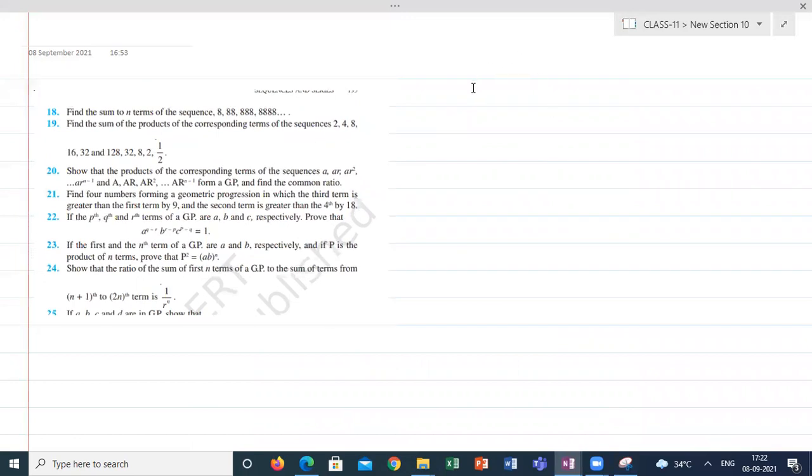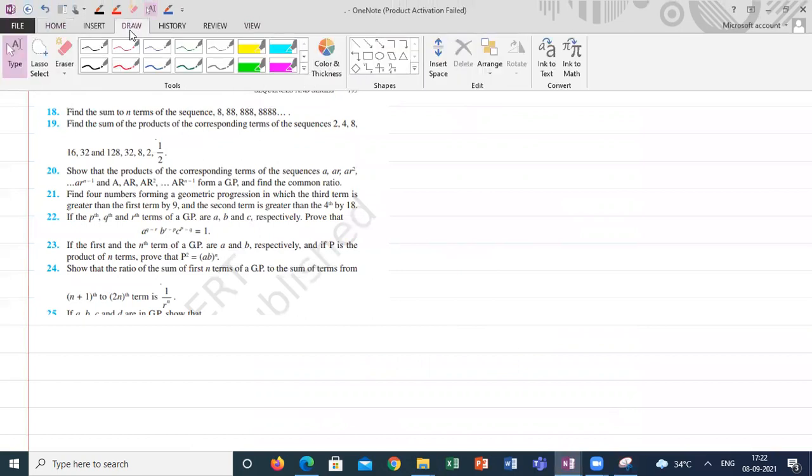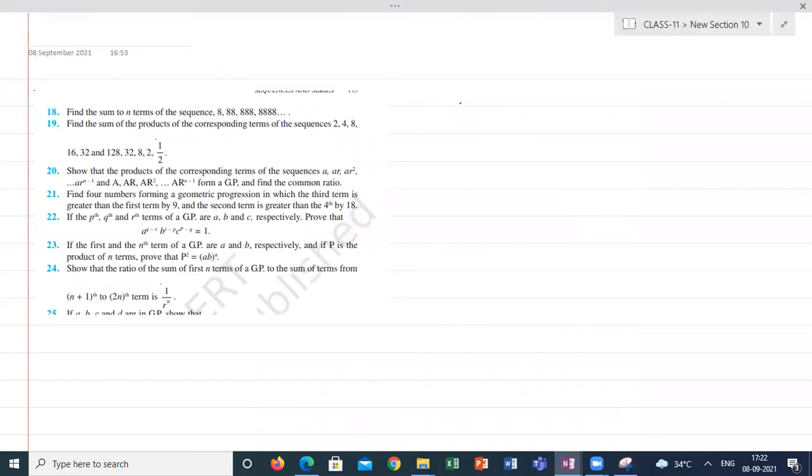Find the sum of the n terms of the sequence. It is not a particular sequence. You can't say it is GP or AP or something. 8, 88, 888, 8,888, and so on. Next one will be 88,888. So he is asking sum of this series up to n terms. If it is n terms, first term is having 8, n times you are keeping 8 here.